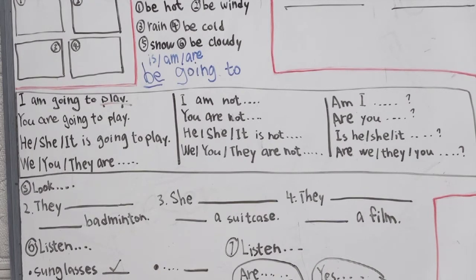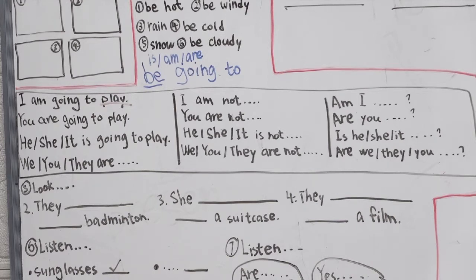Alright, we put be first. The verb to be at the beginning, and then subject, then going to verb. For example, am I going to play? Are you going to play? Is he, she, it going to play? Are we, you, they going to play?